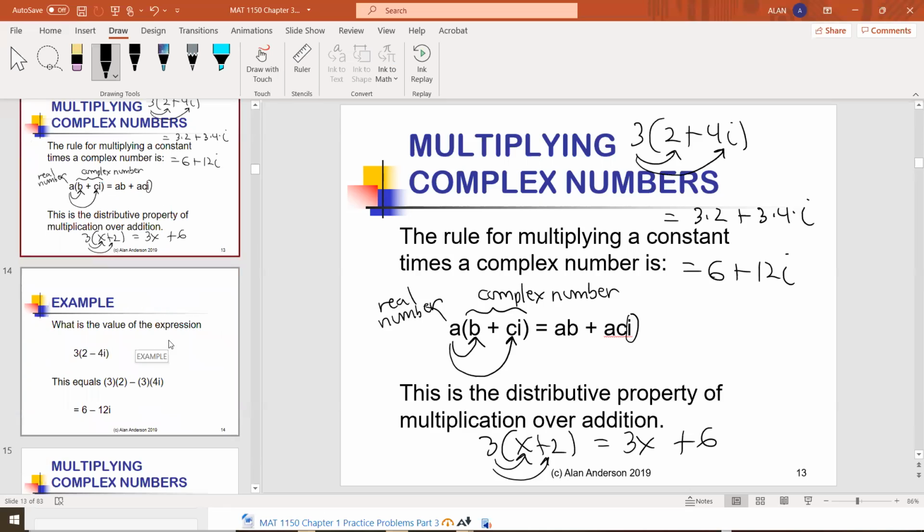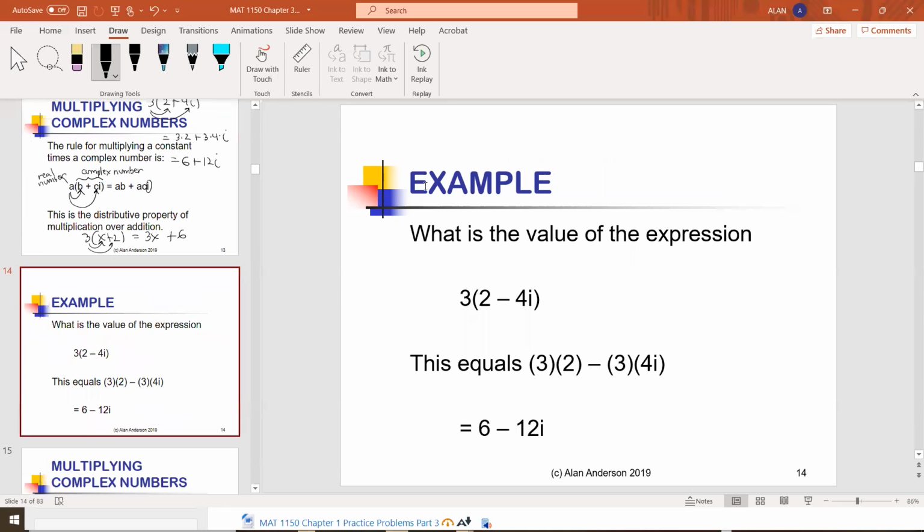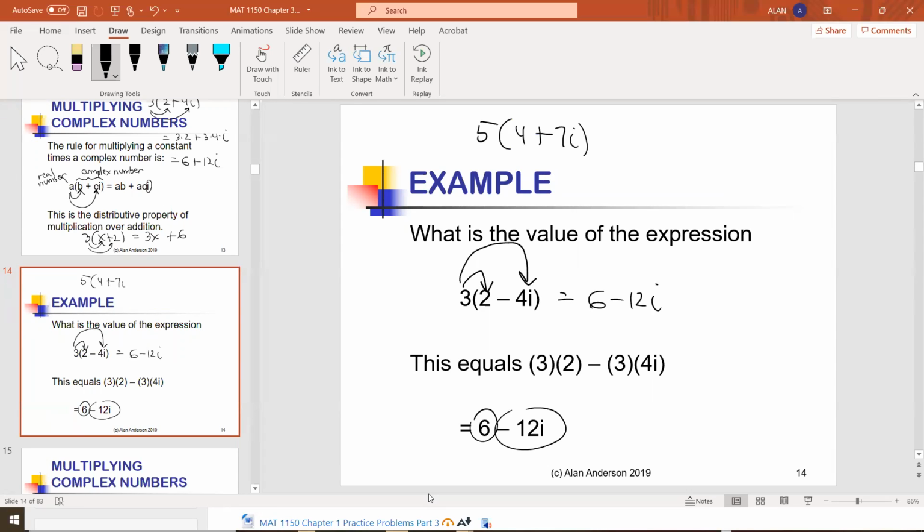Let's see, I think there's some examples here. Yeah, like this one. So you're going to have 3 times 2 gives you 6. 3 times -4i gives me -12i. All right, so let's make up another one on the spot. So you got 5 times 4 plus 5 times 7i, and you're done.